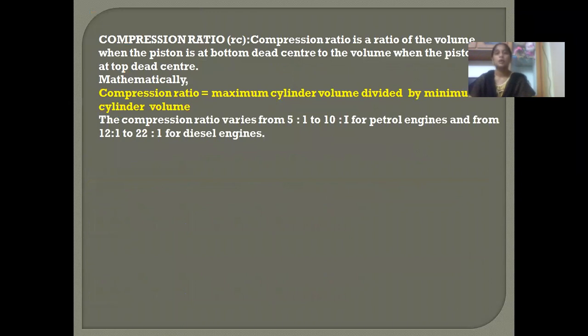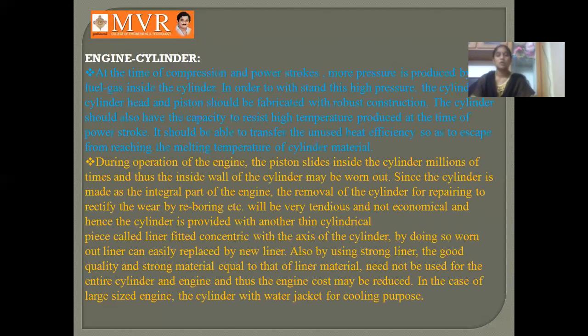Compression ratio. Compression ratio is the ratio of the volume when the piston is at bottom dead center to the volume when the piston is at top dead center. Mathematically, compression ratio is equal to maximum cylinder volume divided by minimum cylinder volume. Maximum cylinder volume is swept volume plus clearance volume, and minimum cylinder volume is the clearance volume. The compression ratio varies from 5:1 to 10:1 for a petrol engine, and from 12:1 to 21:1 for a diesel engine.